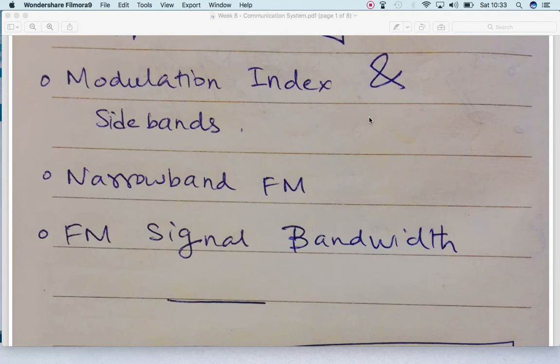Hi, in today's lecture we will be focusing on the following three topics. The first one is the modulation index and sidebands. The second one is the narrowband frequency modulation, and the third one is FM signal bandwidth.